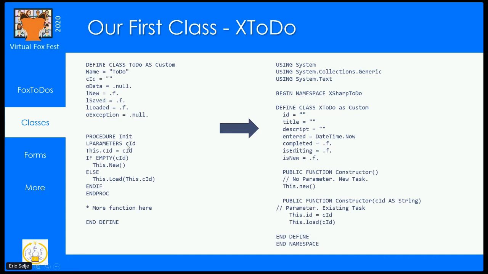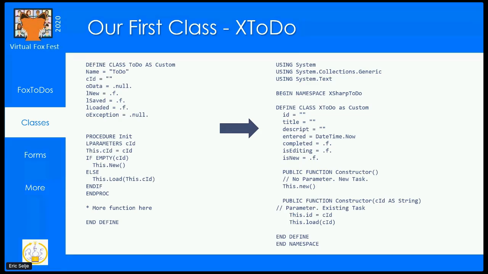Now I can do that in FoxPro too. The way we do it in FoxPro is we send in the parameter, and we see if it's an empty variable that was sent in. I could have done that with pcount as well, I guess. If that's empty, I create a new object. Otherwise, I load up the parameter that was sent in. The more I use XSharp, the more I love overloading functions like this. It's really quite powerful.